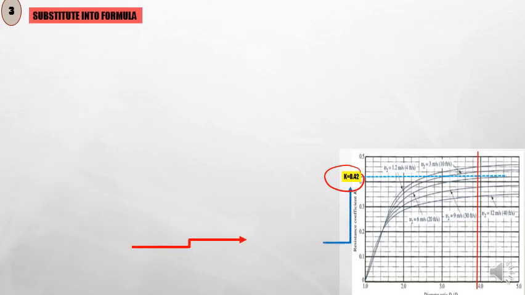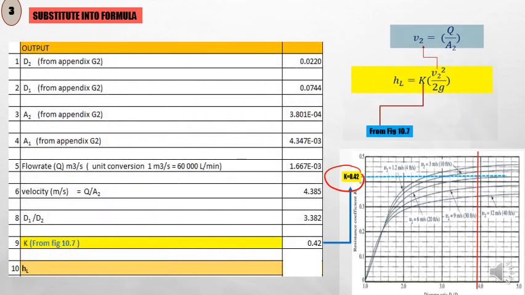Okay, so next thing is we have to substitute all the values. If you can see there, we already have our K value that we got from this Moody's chart. So just substitute into the formula. So here we are, we have the answer. This is actually the value that I got from the appendix for D1, D2, A1 and A2. Once I know D1 and D2, I can calculate my velocity by using the flow rate. The flow rate I have to convert first before I substitute to calculate the velocity here.